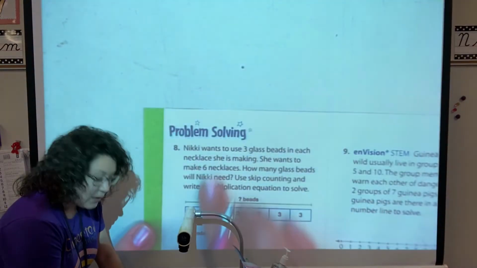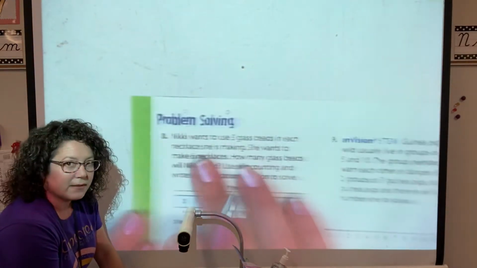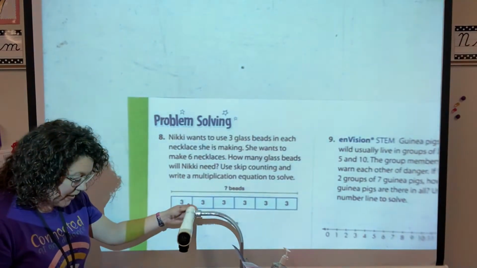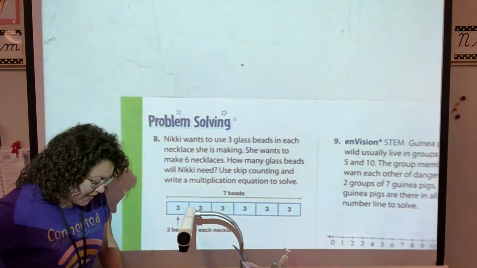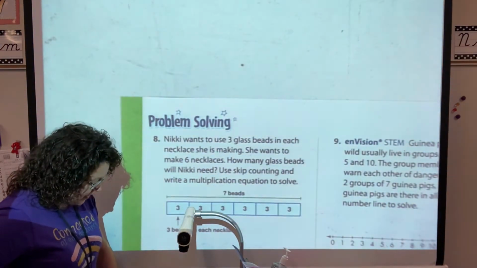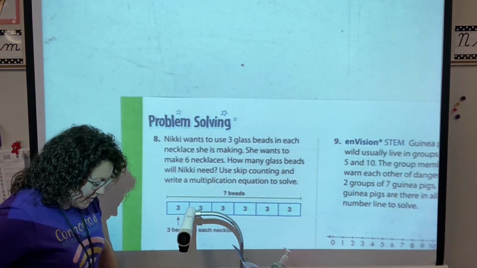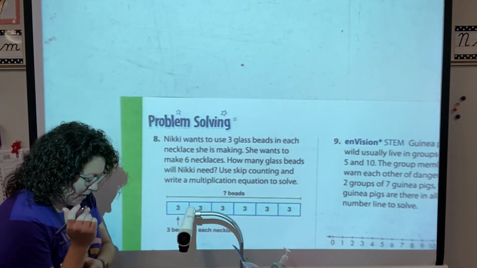Okay, let's look at number 8. Nikki wants to use 3 glass beads in each necklace she is making. She wants to make 6 necklaces. How many glass beads will Nikki need? You skip counting and write a multiplication problem.